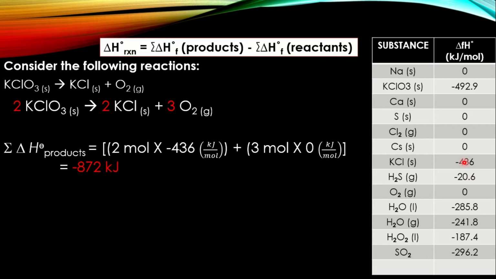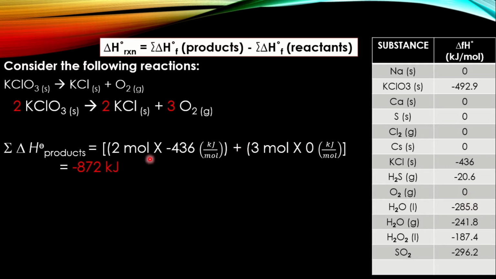Ito yung amount ng heat na kailangan para magkaroon ng change per mole ng substance. So, KCl is negative 436. So, 2 times negative 436 plus yung susunod na substance which is oxygen. 3 moles. Tapos yung value ng oxygen which is 0. Bakit 0? Kasi nasa element state siya or nasa elemental state siya. Kaya 0 ang value niya.